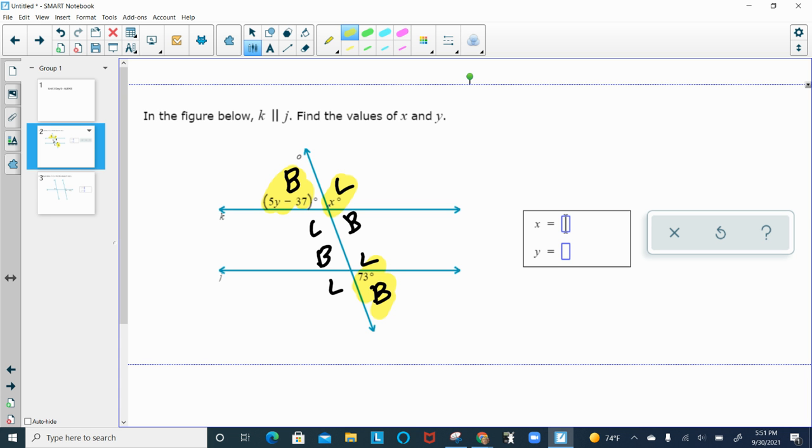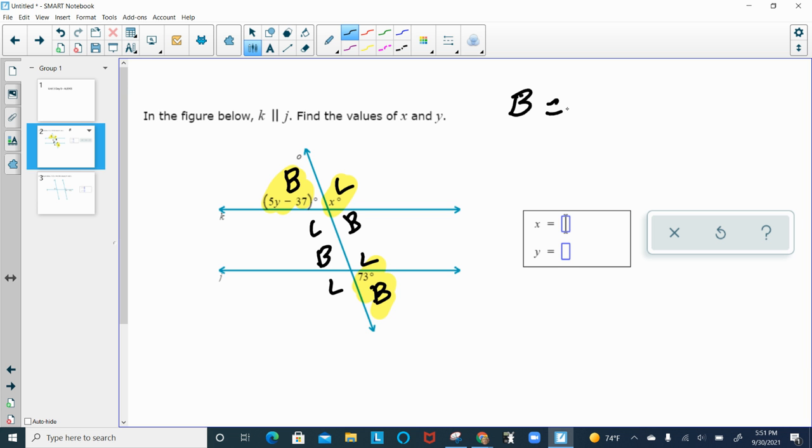We have an X variable, we have a Y variable. So we want to stay away from that. So what we want to do is look and see, okay, here we have a B with a Y variable, but here we also have a B with just a number. So we can actually write an equation, B equals B. We can do 5Y minus 37 equals 73.